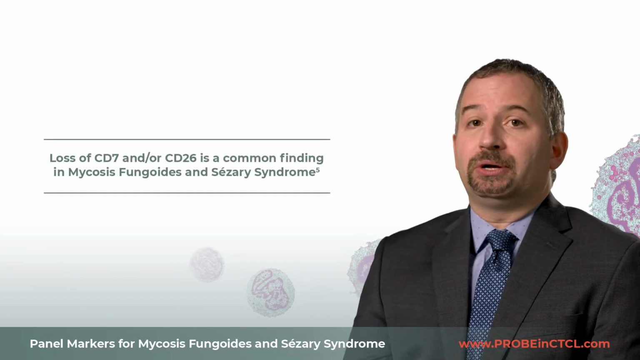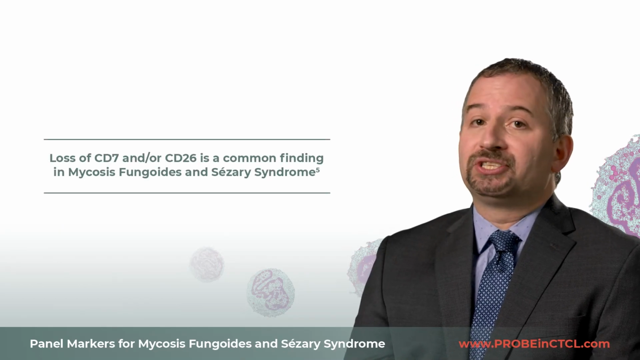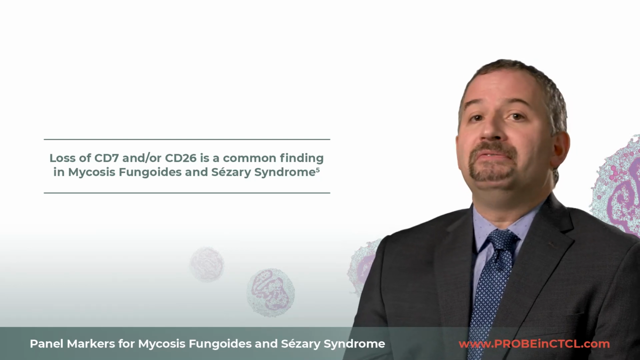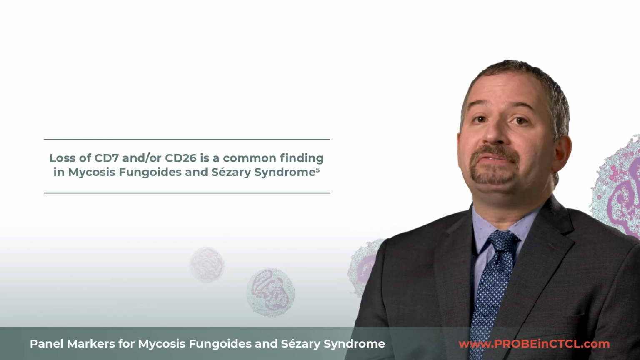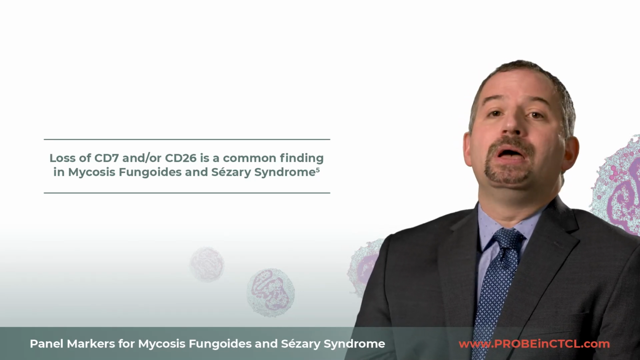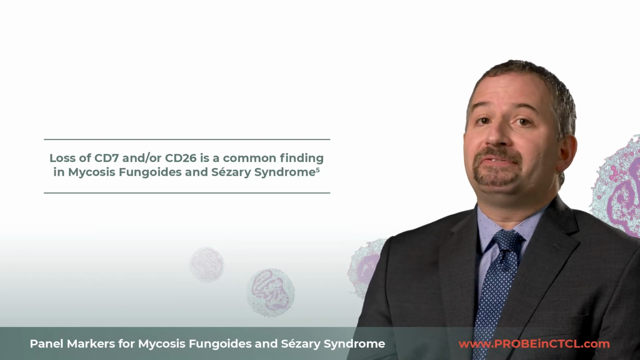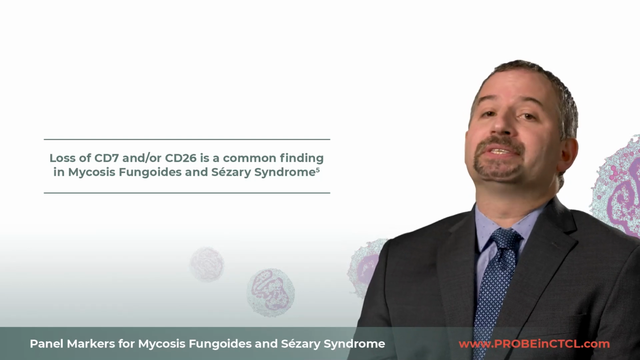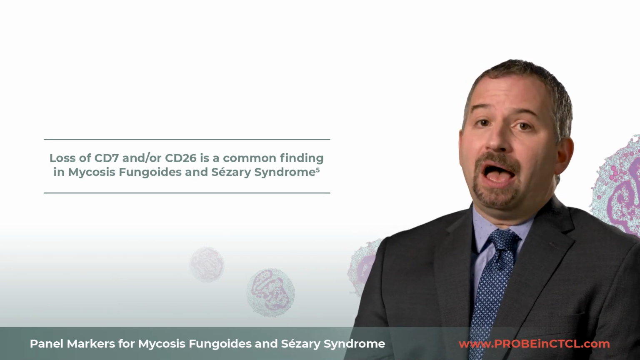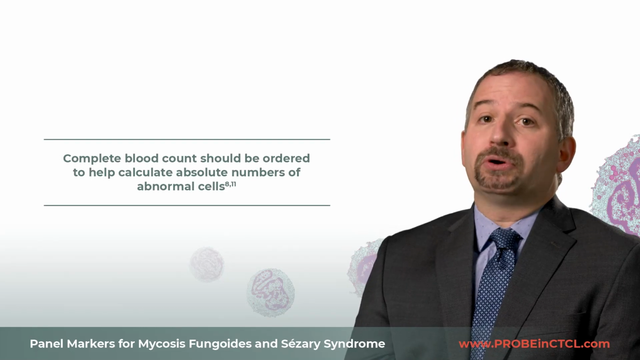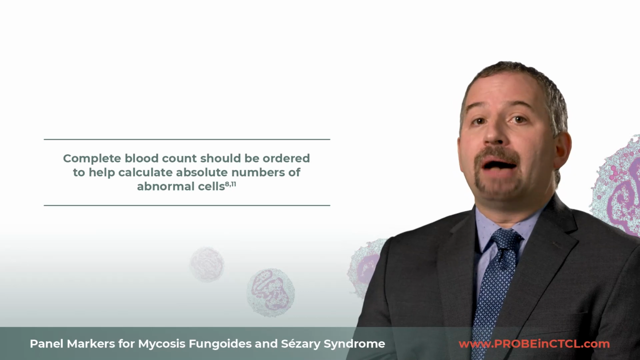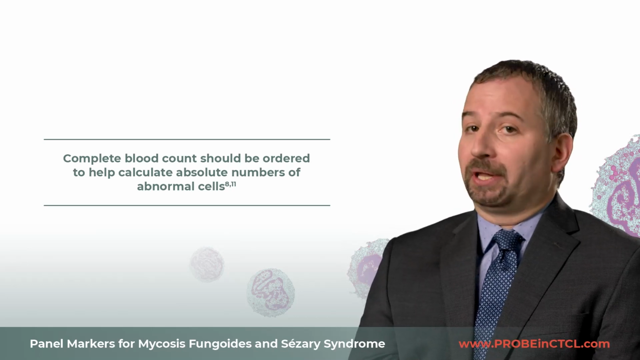The most common T cell abnormalities seen in MF and Sézary are loss of CD7 and/or CD26. In fact, loss of CD7 has been identified in 50 to 80% of cases with blood involvement, and loss of CD26 has been identified in 70 to 100% of cases with blood involvement. When requesting flow cytometry, a complete blood count, or CBC, should also be ordered to help calculate absolute numbers of abnormal or malignant cells.